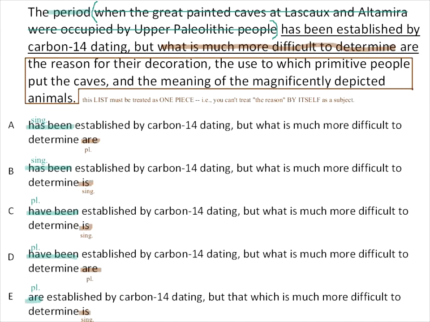That's really important, and we're going to get more into that in a second. But you really, really, really cannot break up lists. And that gives you almost absurd consequences, but we'll talk about that in just a second. But this is the subject. What is much more difficult to determine? The pronoun what is the subject. So this is not a backward construction.